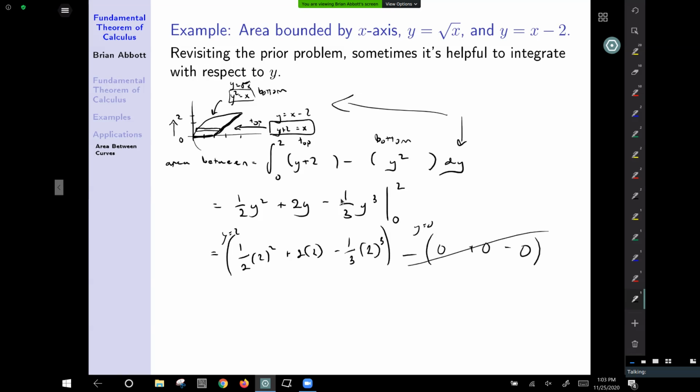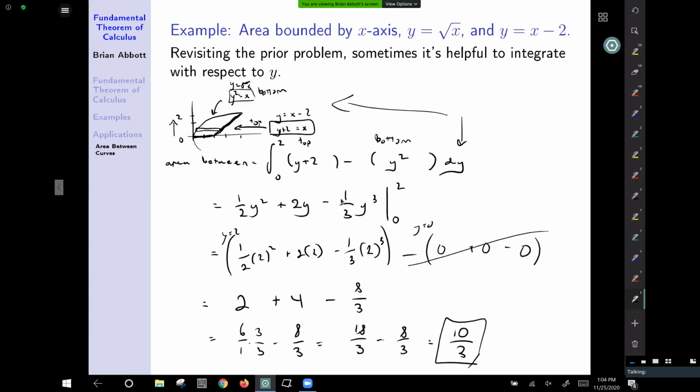So that's done. All right, so this becomes 1/2 times 4. 4 times 1/2 is just 2 plus 4 minus 8/3. 2 plus 4 is 6. So you get 6 over 1 times 3 over 3 minus 8/3. 6 times 3 is what, 18 I want to see? 18/3. And this smells like we're going to get the correct answer. Minus 8/3, 10/3. Same answer as before.